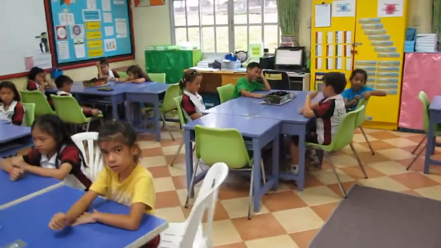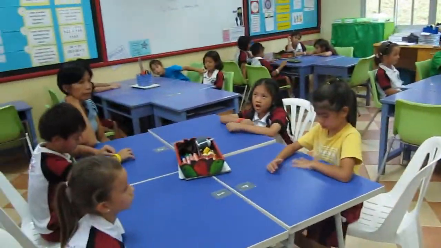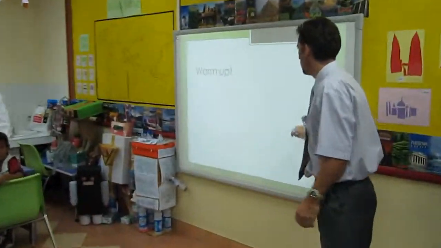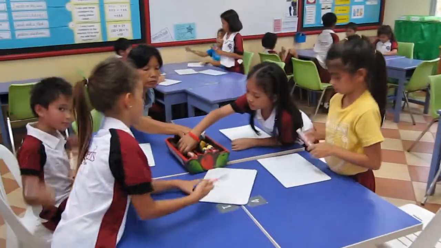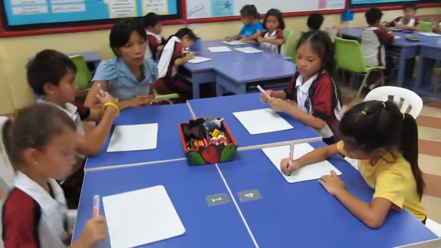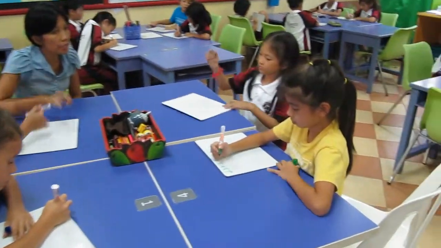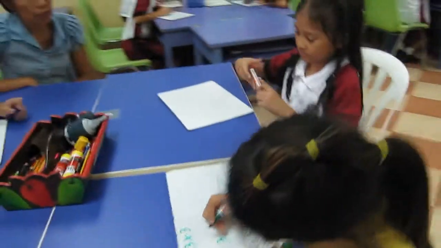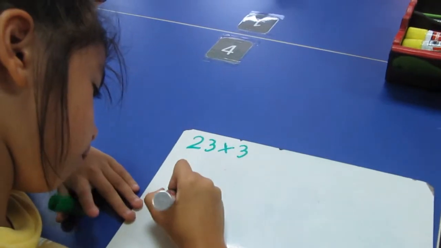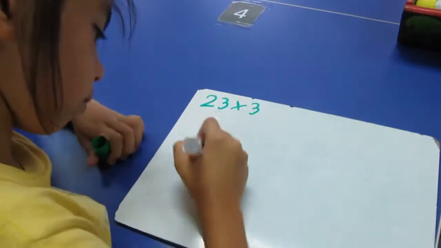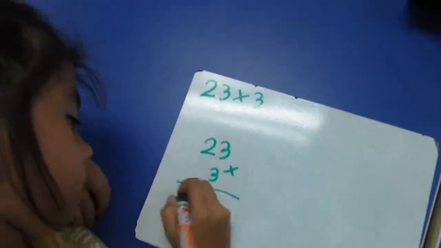Can you use numbered heads together? So on your whiteboards, you're going to try and work out this problem. Numbered heads together. First of all, 23 times 3. Use any method that you know to try and figure that one out. Done? Good? Yeah.